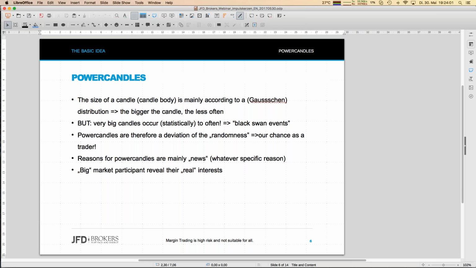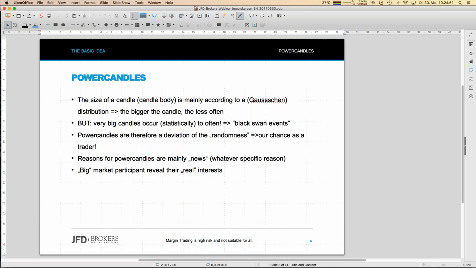And since a couple of months, we have a new source of news. Since the time we have a new US president, you know that this president, Mr. Trump, from time to time twitters, and there's a strong relationship with Trump twittering and big candles within our charts. So that is something new since a couple of months now, but that is one additional source for news. So news, not always, but quite frequently create power candles.